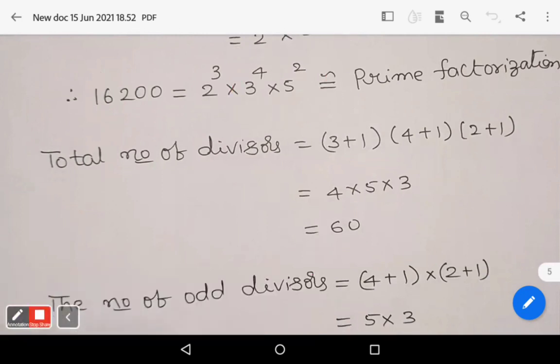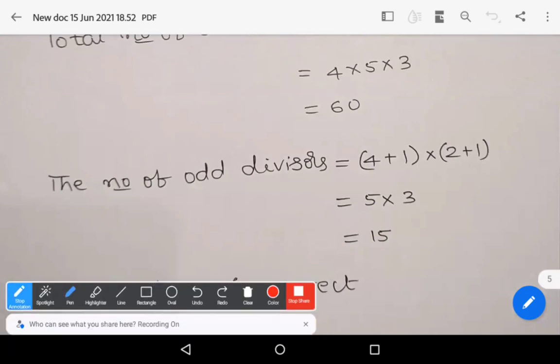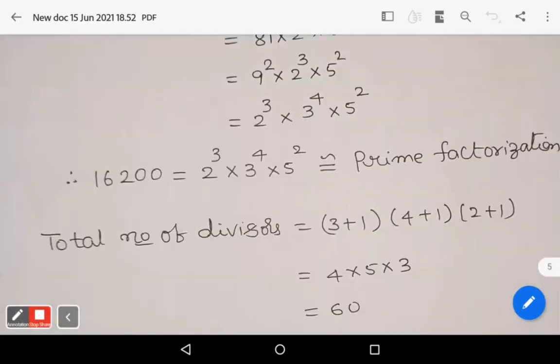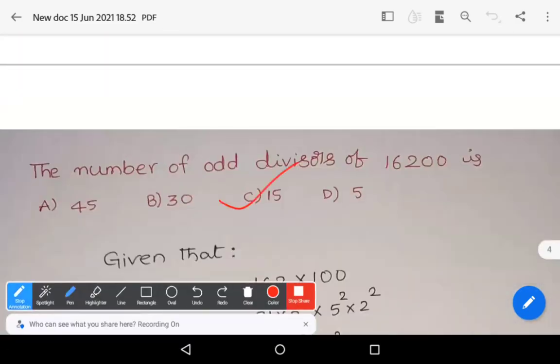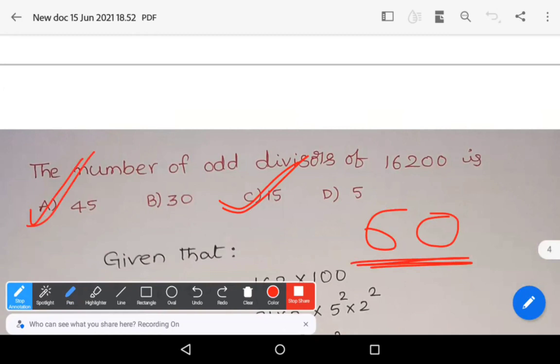Now the number of odd divisors is nothing but 4 plus 1 into 2 plus 1, 5 into 3, 15. So you observe that option C is the correct option. There are 15 odd divisors and the total number of divisors is 60. You can find the number of even divisors also by using the same procedure. We know that the number of odd divisors is 15, so even divisors are 45 because the total number of divisors is 60. Observe that. Practice these problems. Keep learning. Wish you all the best.